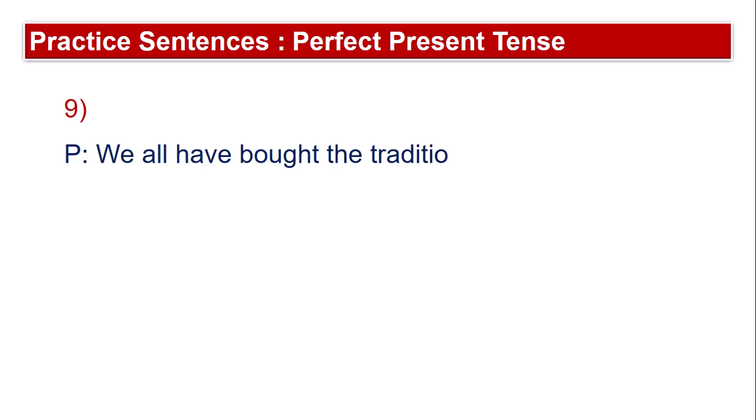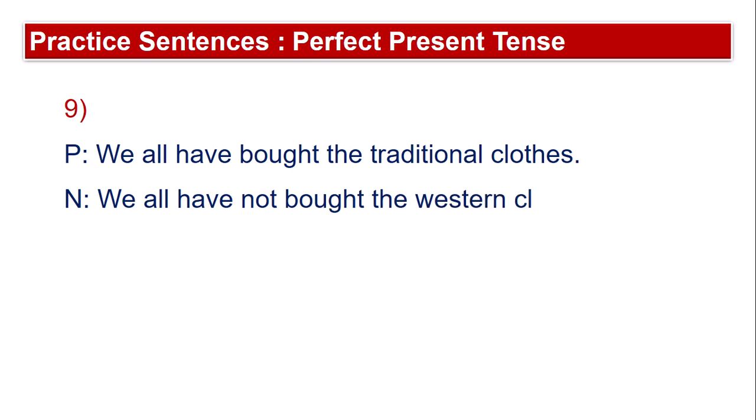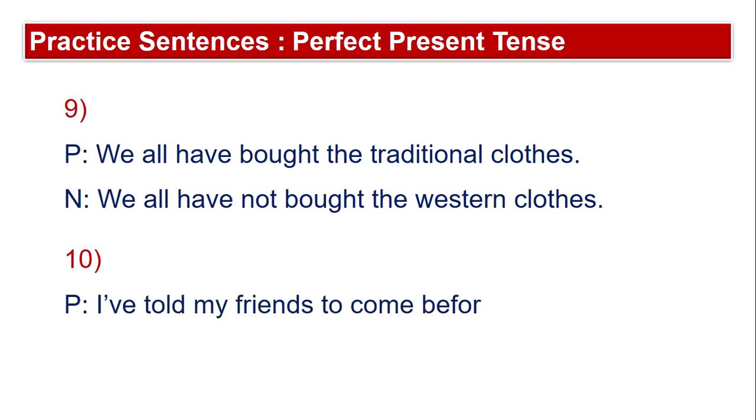We all have bought the traditional clothes. So all the verbs have been made past participle form, right? We have not bought the western clothes. So particularly in a function, in normal days we wear casual clothes, right? Jeans, t-shirt and all this stuff, but in functions particularly we wear traditional clothes. So that's it. We all have bought the traditional clothes and not the western clothes, or I would say informal clothes.